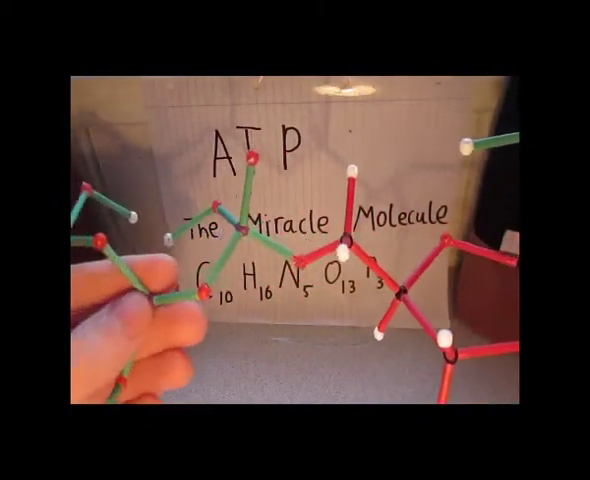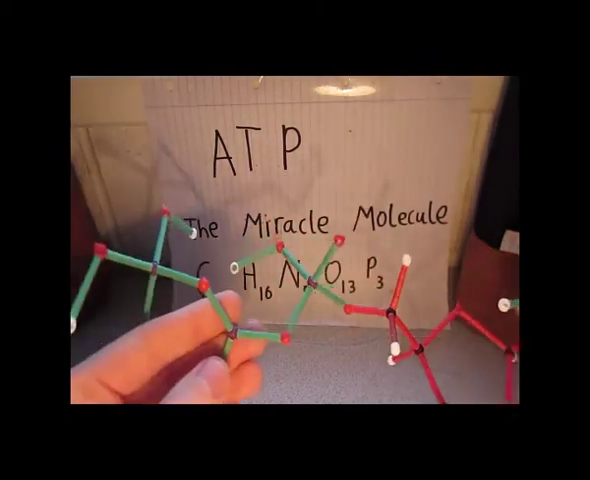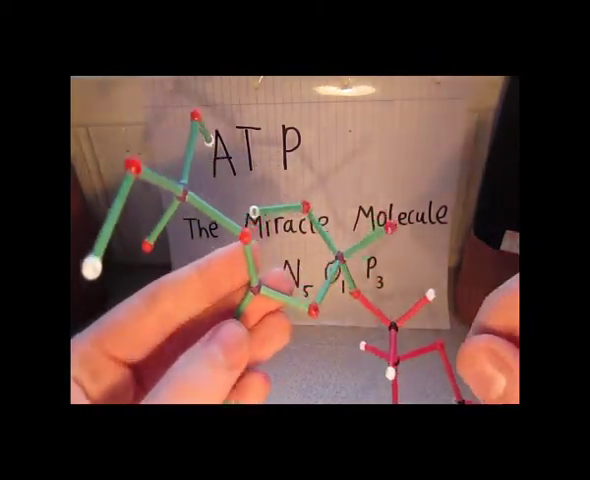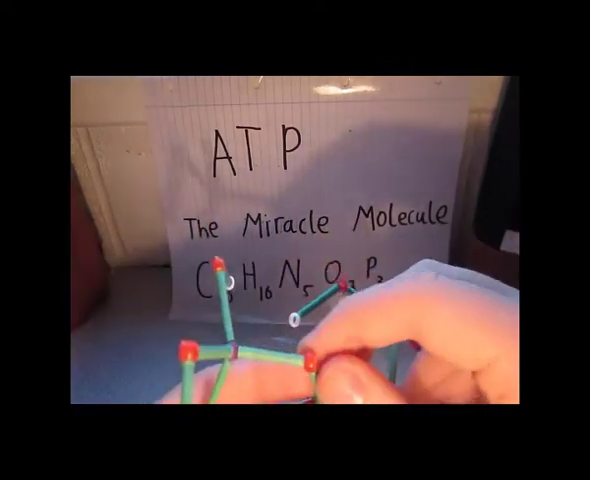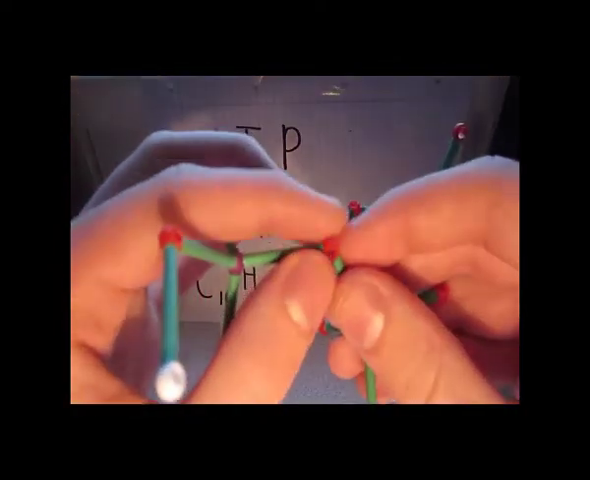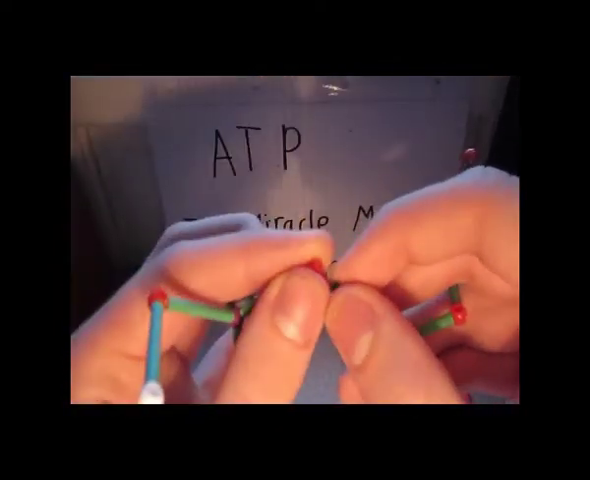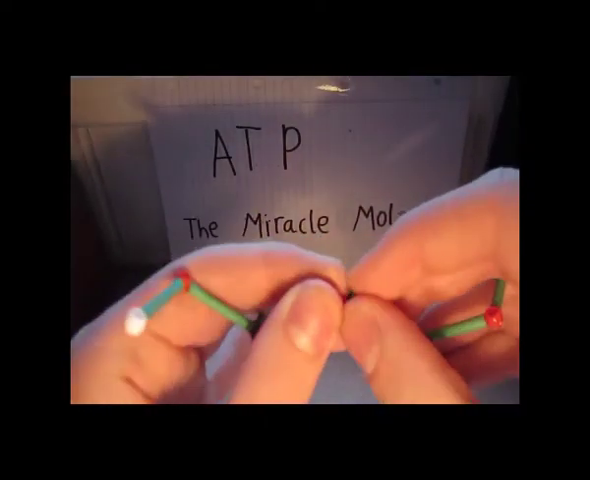Once broken, the phosphate bonds can be recombined when glucose goes through a process called respiration, where it releases energy. This energy is enough to put these phosphate groups back onto the molecule.